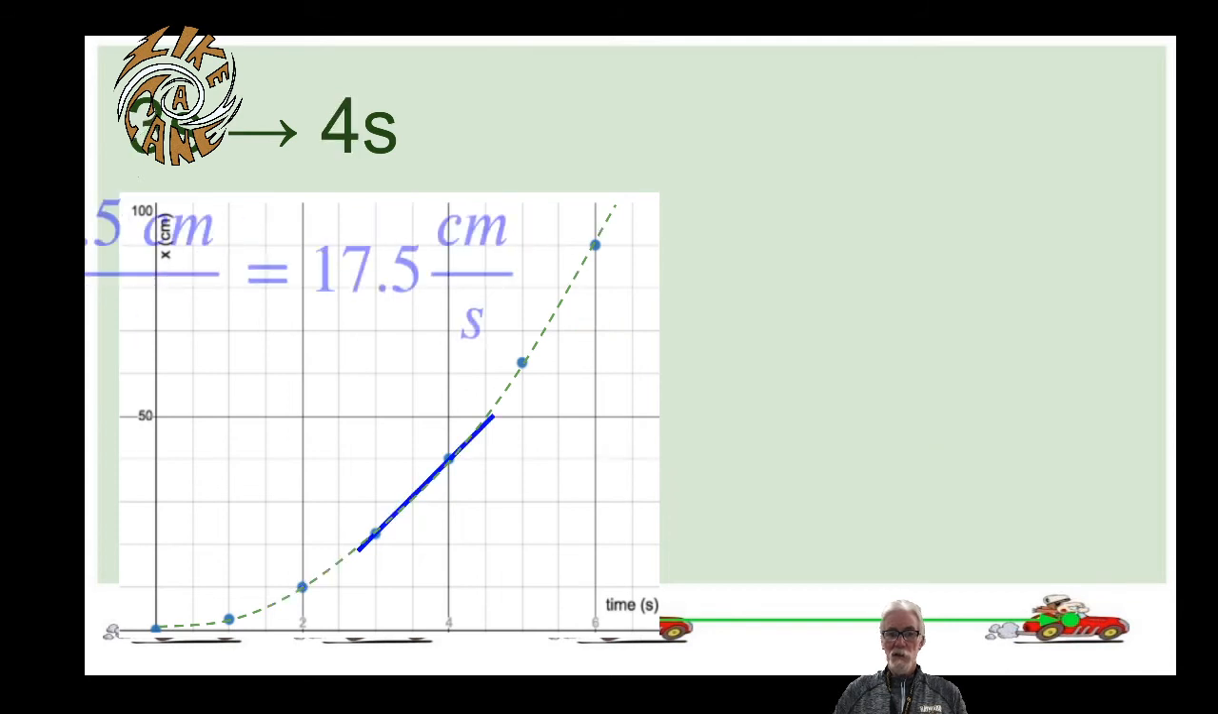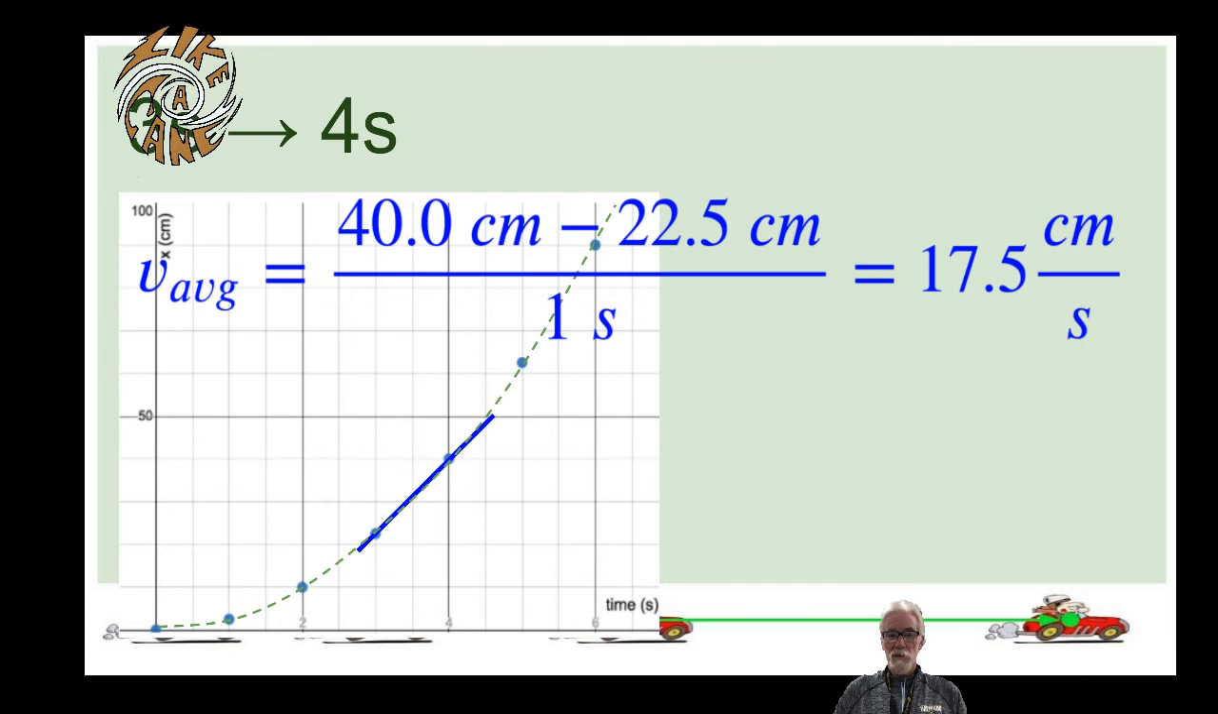So this is from 3 seconds to 4 seconds. The position change is 40 centimeters down to 22 centimeters, so that's 17.5 centimeters per second over this time interval, which means halfway through that time interval at 3.5 seconds, the instantaneous velocity is 17.5 centimeters per second.